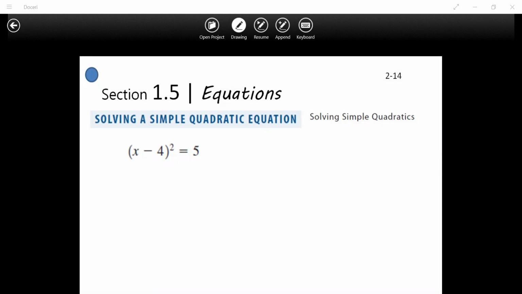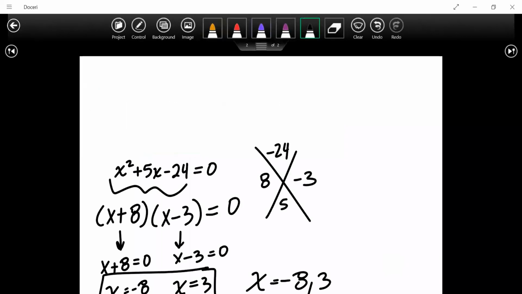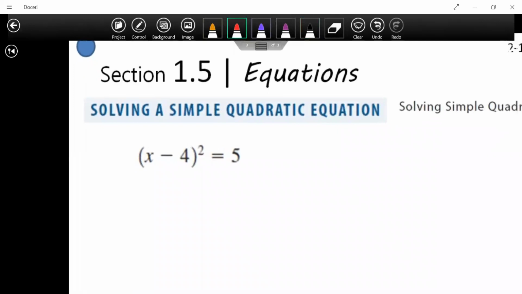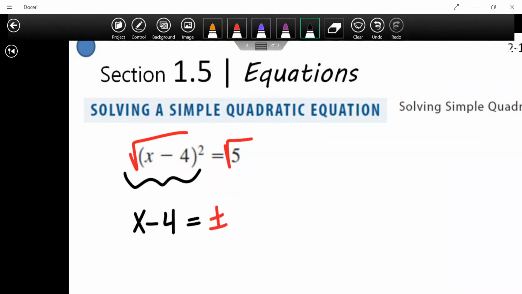First thing I want to do here is get rid of that squared term. To get rid of that, what should I do? Square root. The square root symbol tells me that when I take the square root of both sides, I want to simplify out this left-hand side. That basically takes away my squares. And I'm going to get, remember, plus or minus square root of 5. Got to remember to put that in for this one.